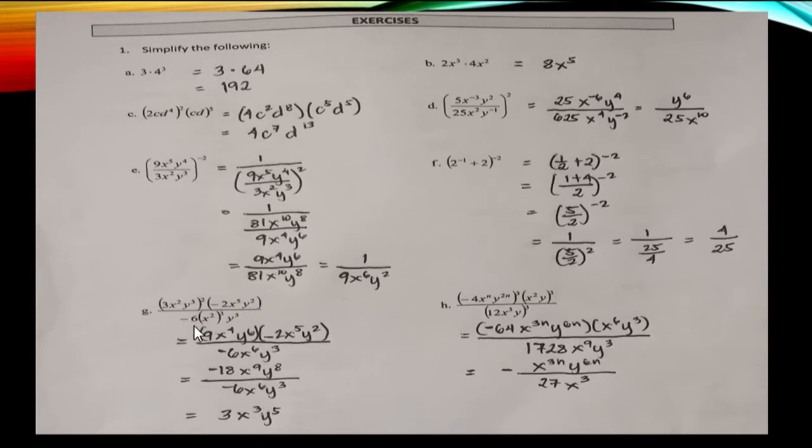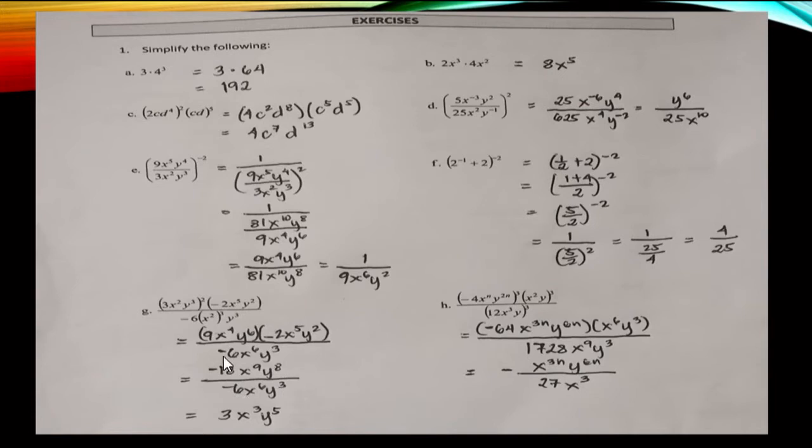So, in the denominator, negative 6 times x squared, then cubed, so that is x to the power of 6, then y cube. Then we can multiply the numerical coefficients: 9 times negative 2, that is negative 18. Then we add the exponents of the literal coefficients. So, 4 plus 5, this is x to the power of 9. Then 6 plus 2, so y to the power of 8.